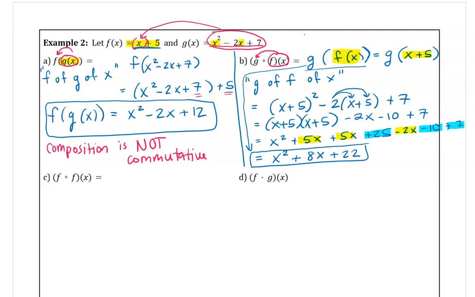Okay, so now with this one, again, it's got that open circle. So that means we're going to compose those two functions, not multiply. And in this case, I'm composing f with itself. So I take f of x and plug it into its own expression. So this would equal f of x plus 5, because that's what f of x is. It equals x plus 5.